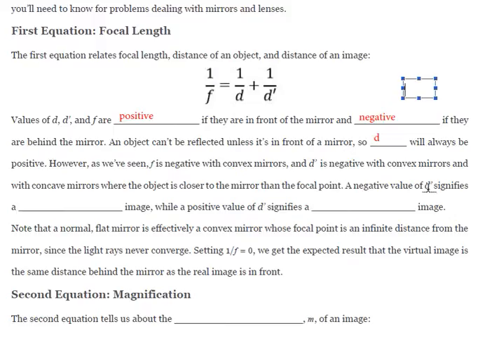So anytime we have a negative value of d prime, that's going to tell us, big red flag, that we have a virtual image. A positive value for d prime will always let us know that we're working with a real image. So negative because it's behind the mirror. We already know if an image exists behind the mirror, it has to be virtual because it's not being created from the actual reflected rays.